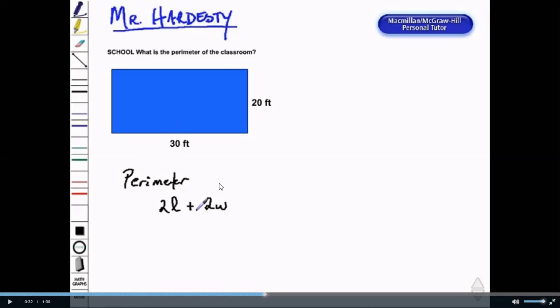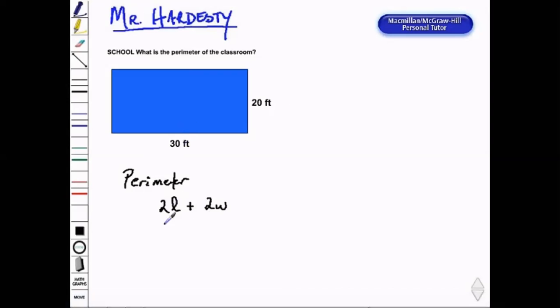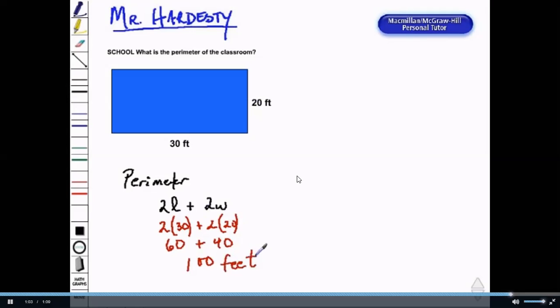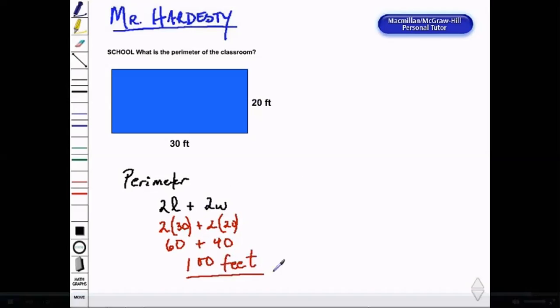Doesn't matter. In other words, we know we have 30 feet on both sides, so we can do 2 times 30. And for the width, we have 20 on both sides, and we'll do 2 times 20. 60 plus 40, as we do our multiplication and we take the sum, and we have 100. So the perimeter of our classroom is 100 feet.